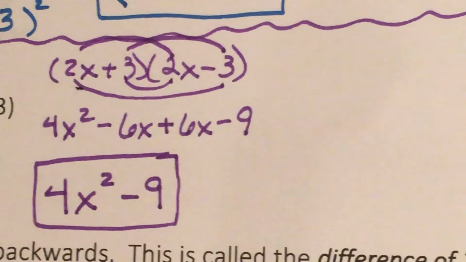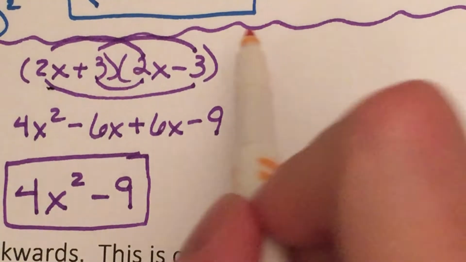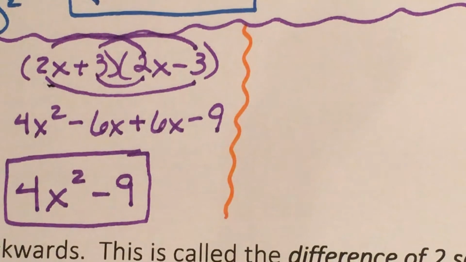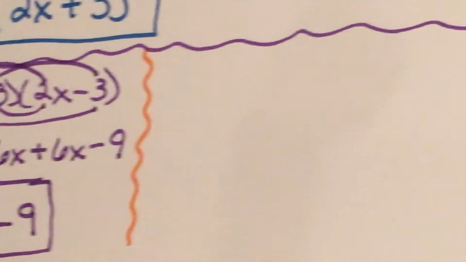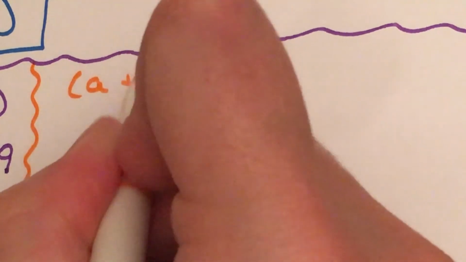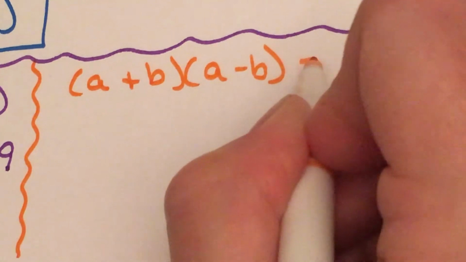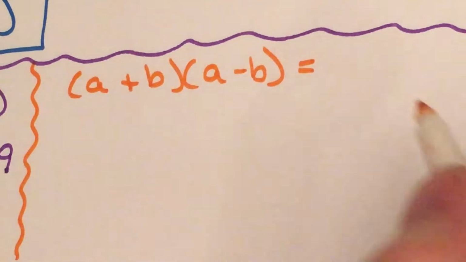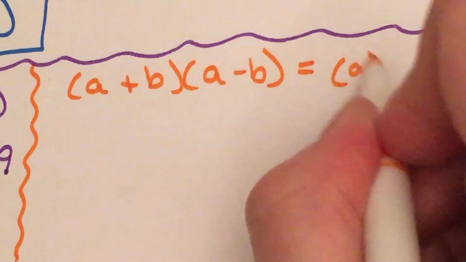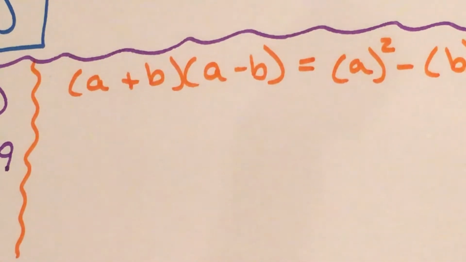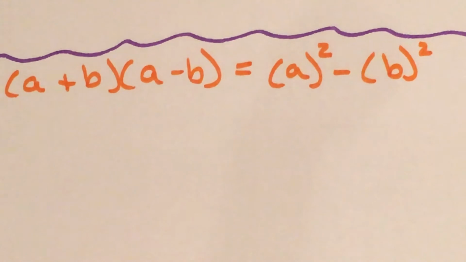So let's see if we can remember the rule that they had given to us. So the rule was, if I have a plus b times a minus b, then that just creates the quantity of a squared minus b squared. That's all it is every time, which is really nice.